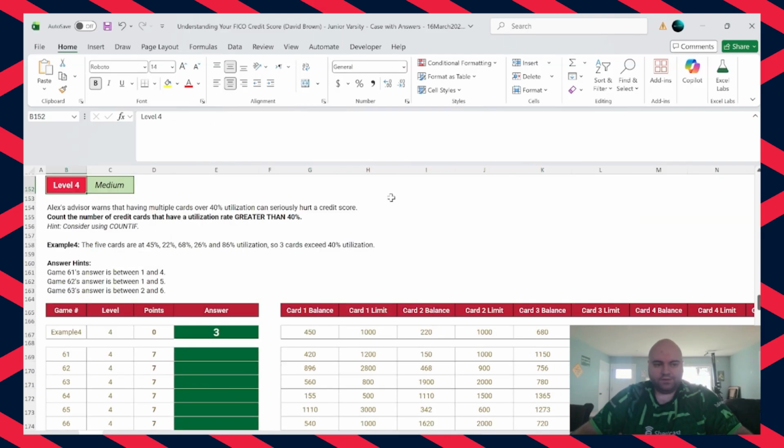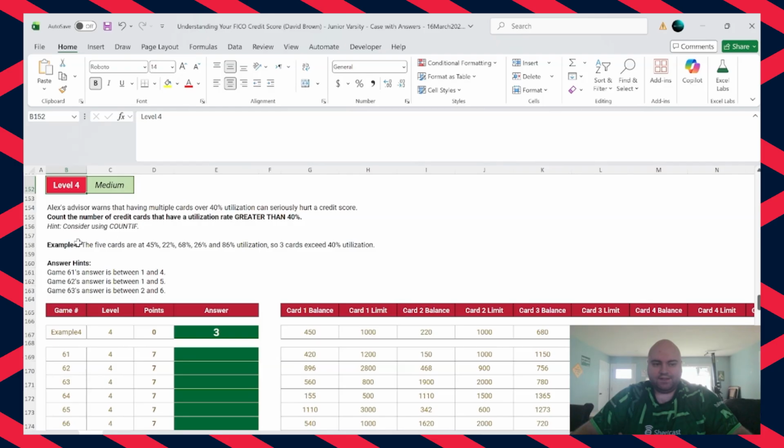All right, moving on to level 4. Alex's advisor warns that having multiple cards over 40% utilization can seriously hurt a credit score. Count the number of credit cards that have a utilization rate greater than 40%.